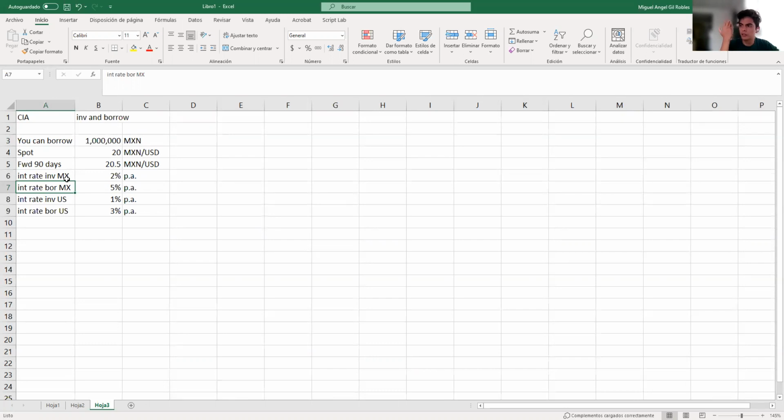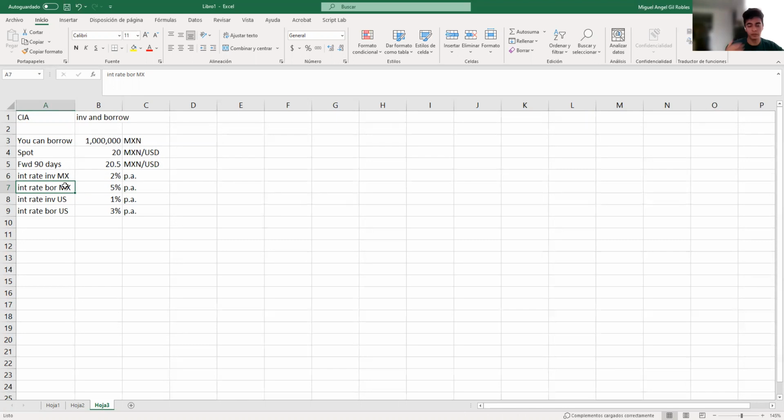Why? It makes sense, because otherwise everyone would get a loan and then invest that money and get a profit. So it doesn't make sense. It's always more expensive to borrow money. That's why the borrow rate, as you can see, says interest rate borrow from Mexico, is higher than the interest rate for investment in Mexico. So because of this, we have these differences.